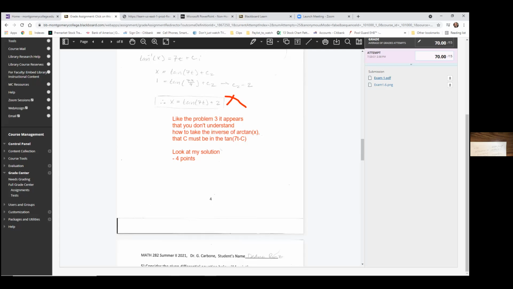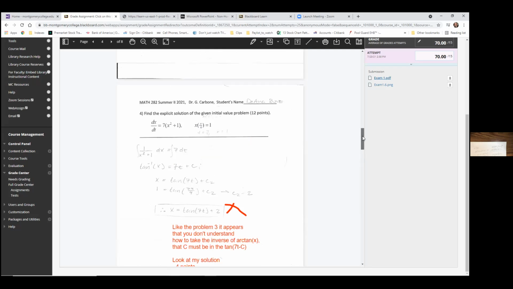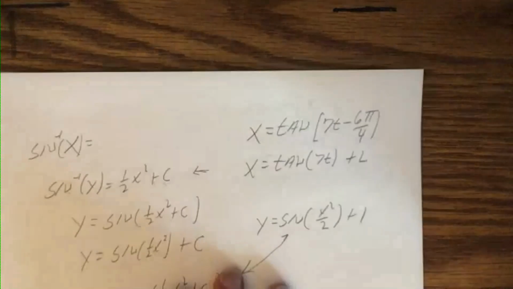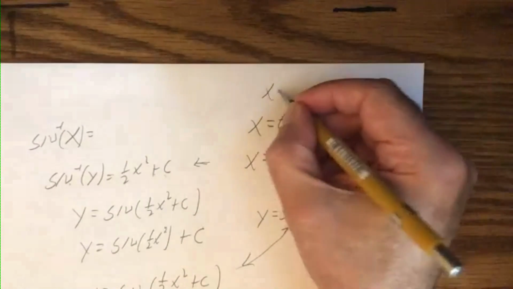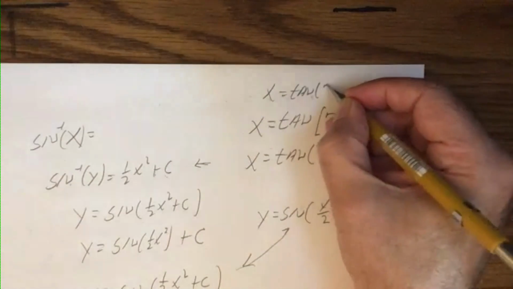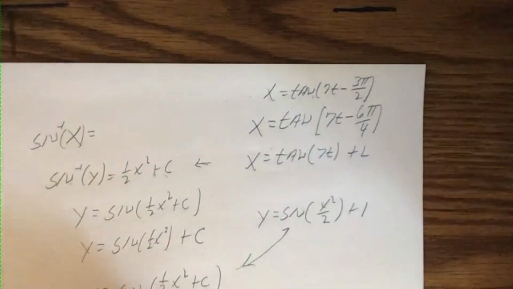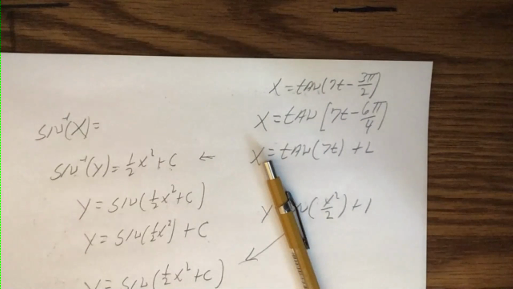Right, right. And you didn't apply the initial conditions for problem number 4. In problem number 4, this is the correct answer, or you can write it like this. You can write it like that, right? So that's problem number 4. So I think I was fair on problem number 4.